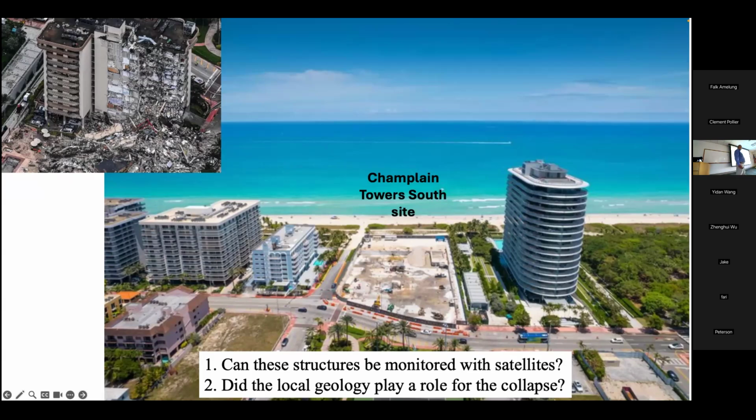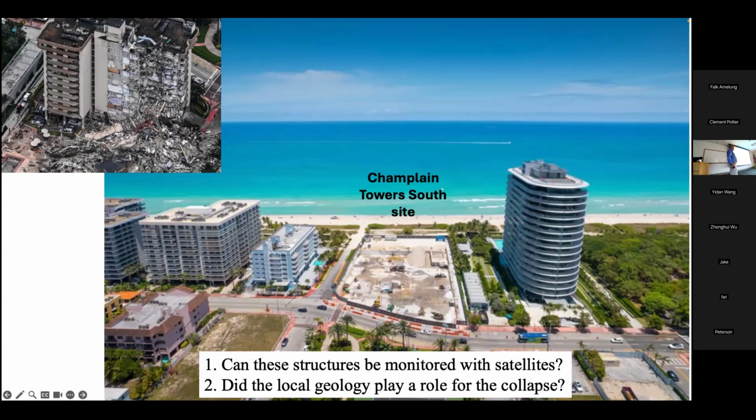Champlain Towers South, where is it located? At the beach. The reason for the collapse was that they didn't do any maintenance. The building was pretty rotten. But there are the questions.